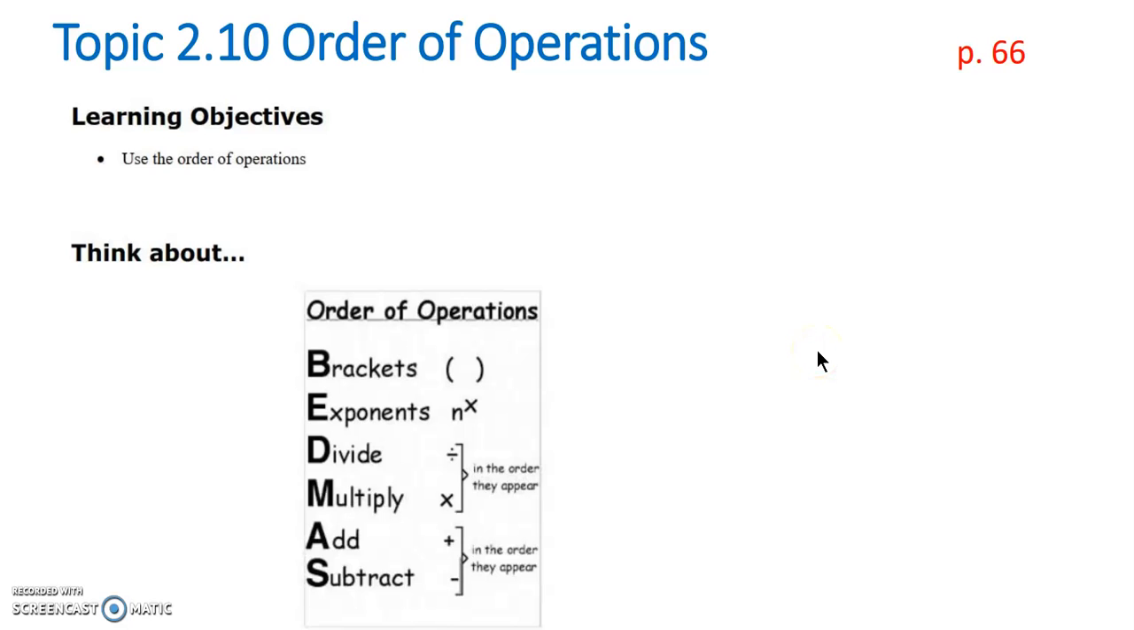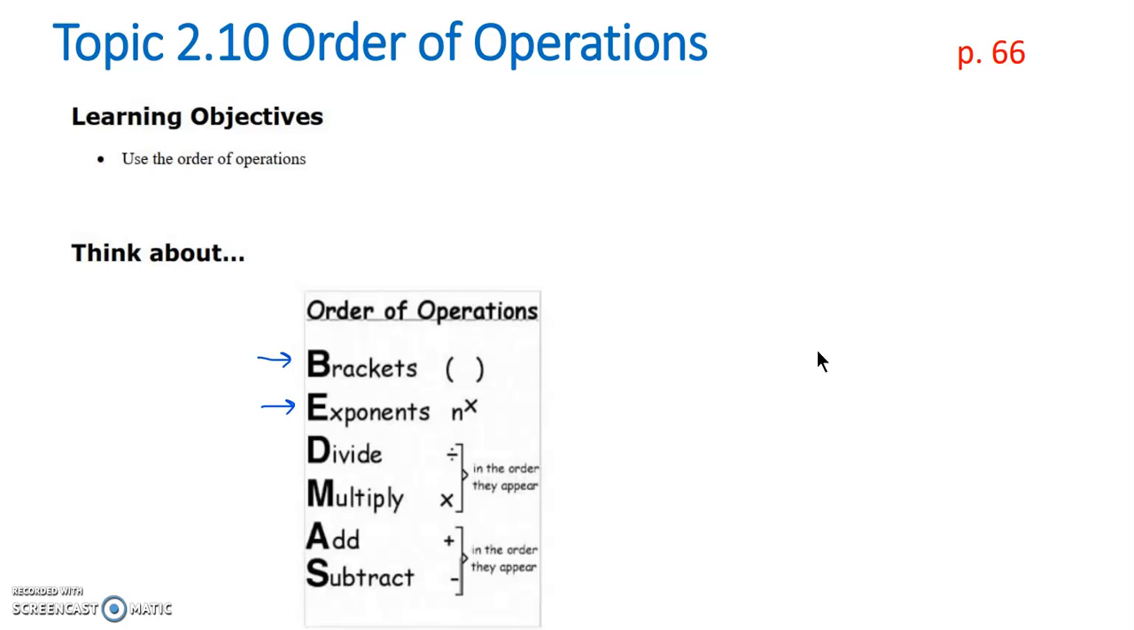Hello, in this lesson, topic 2.10, we're going to take a look at order of operations. And one thing we can think about is an acronym that can help us to know the order of the operations. And that acronym is BEDMAS. So the B for BEDMAS stands for brackets, so we do anything inside brackets first.